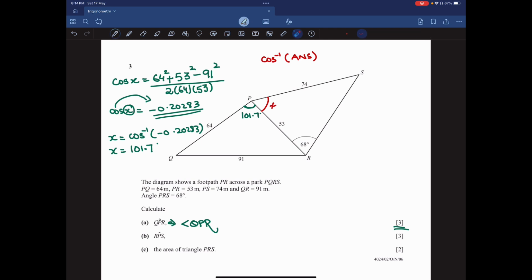First thing, non-right angle triangle. Second thing, see if we can apply the sine rule. Okay, so we have 68 and its side pair is also given, which is 74. So we have one angle-side pair, so we can apply the sine rule. 68 degrees has a pair with 74 meters, and X will have a pair with RS, and 53 will have a pair with this angle.